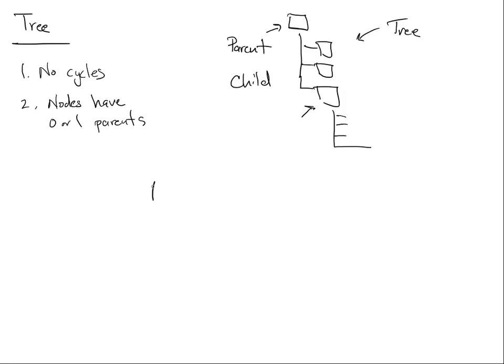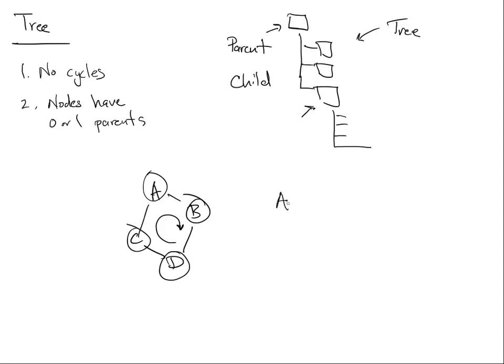So if we take a look at some examples that we looked at last week, where you might have this, right? This is a graph because D has two parents, and there's also a cycle. So this fails both conditions. But instead, if we had A, B, C, D, and they were connected like this, well then, now we have a tree.